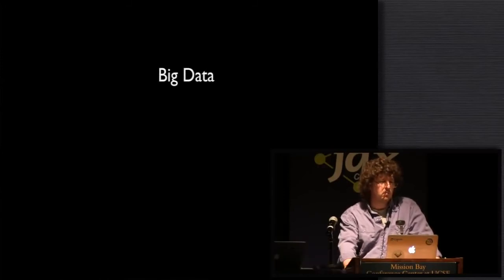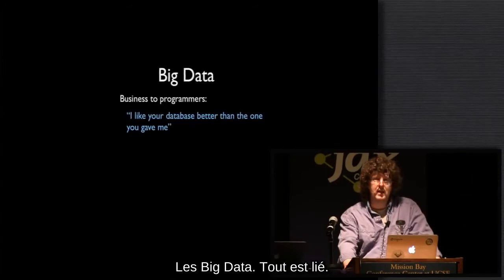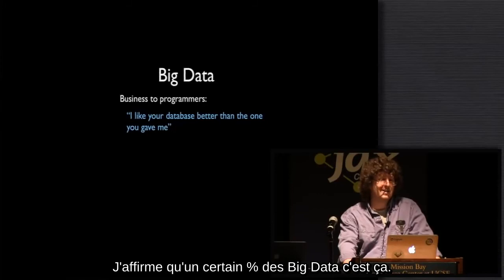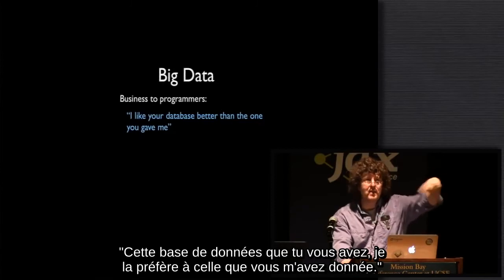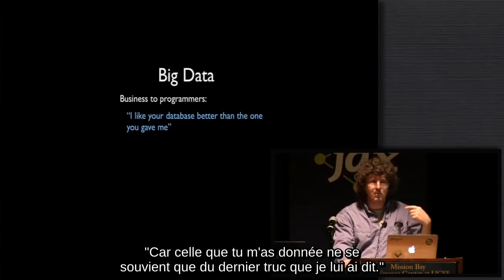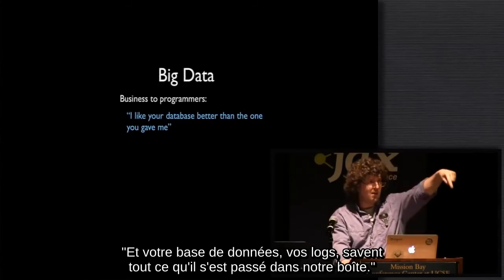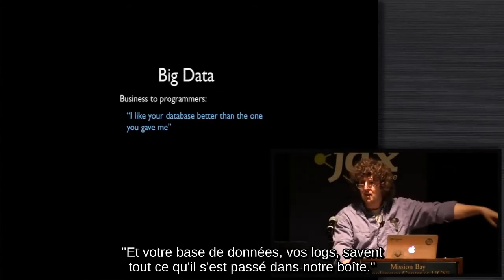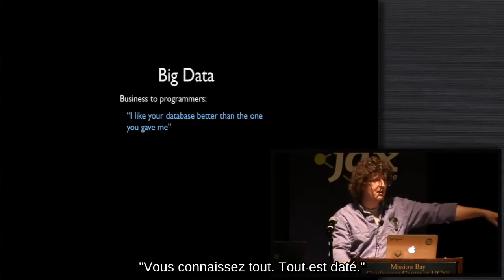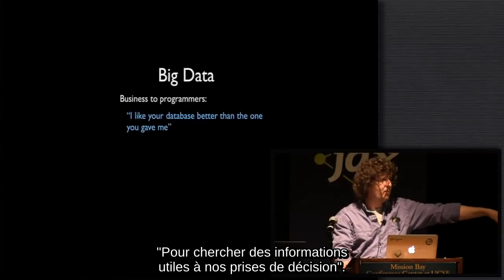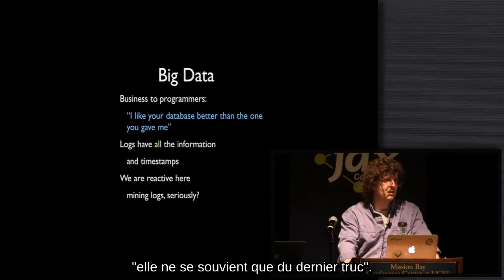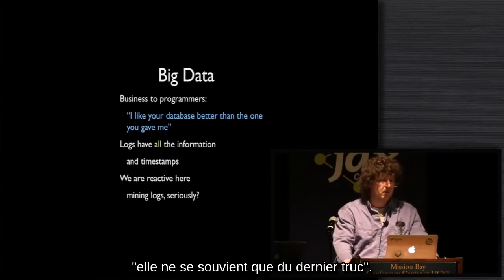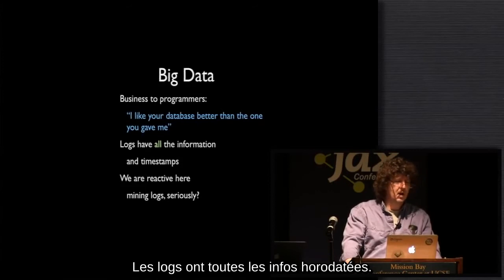So, big data. It's all connected. What is big data? I will contend that a certain percentage of big data is this. It's businesses telling programmers, that database you have, I like better than the one you gave me. Because the one that you gave me only remembers the last thing I told it. And your database, your logs, they know everything that happened in our business. You have times for everything. Let's go mine that. Find some good business decision-making information. Because my database, it doesn't have it. It doesn't remember anything other than the last thing. Right? The logs have all the information. The logs have the timestamps.